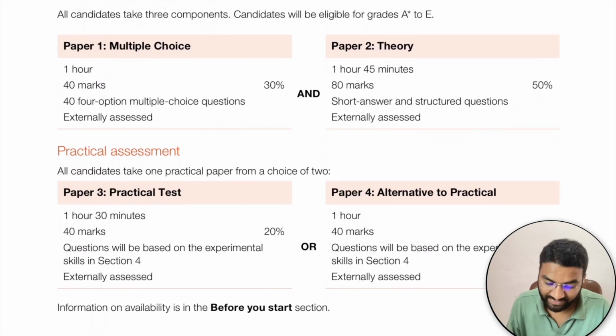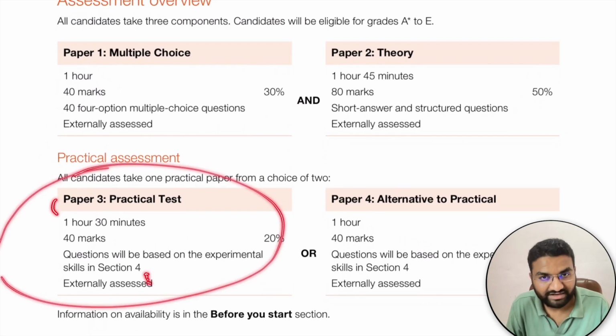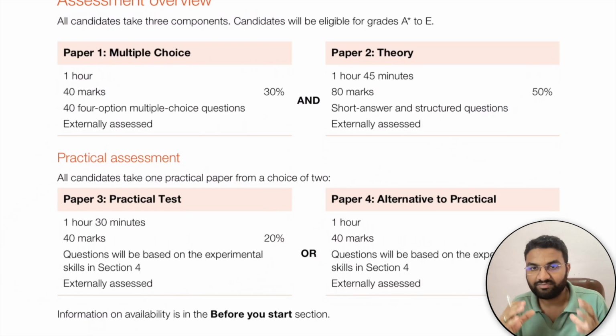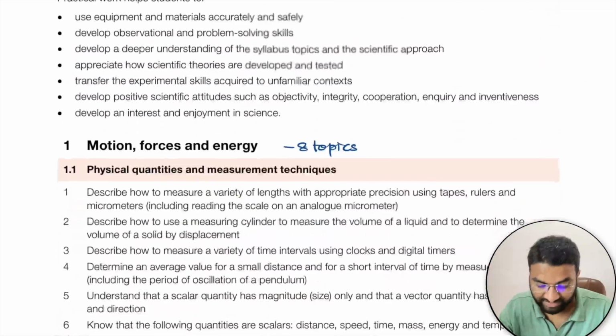And the third one is the practical assessment. Either you can give the practical test or the alternative to practical paper. All right, and this is again an easy part. Whatever practicals you have performed throughout the year, you will get questions on this part. Isn't it easy?